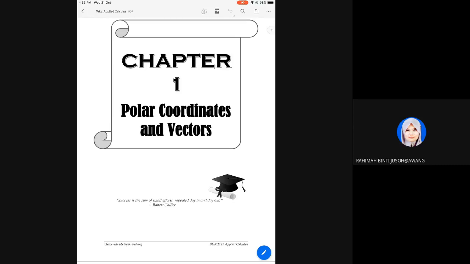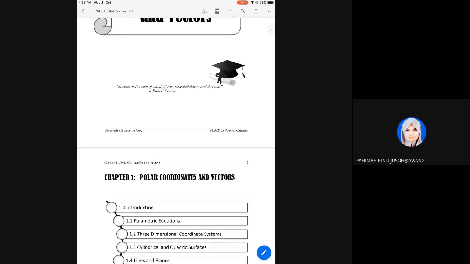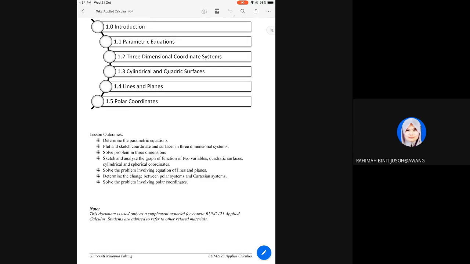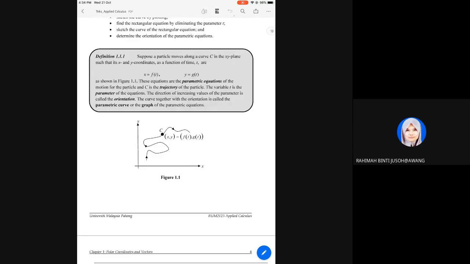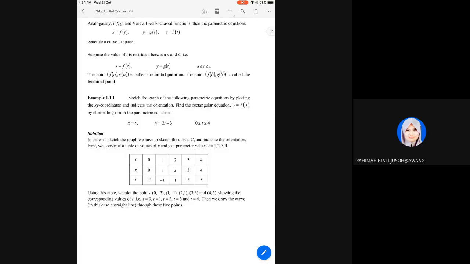Okay guys, so can you see my screen? Chapter 1, polar coordinates. Alright? Yes, Doctor. Okay, good. So we will start with subtopic 1.1, Parametric Equations. Basically, for this subtopic, we're going to learn about graph sketching for parametric equations.